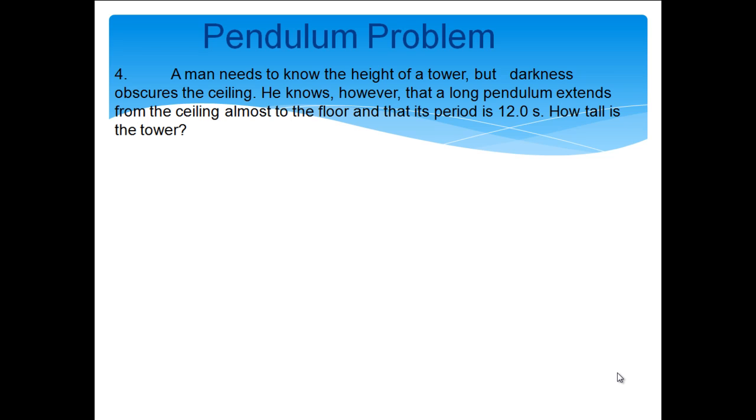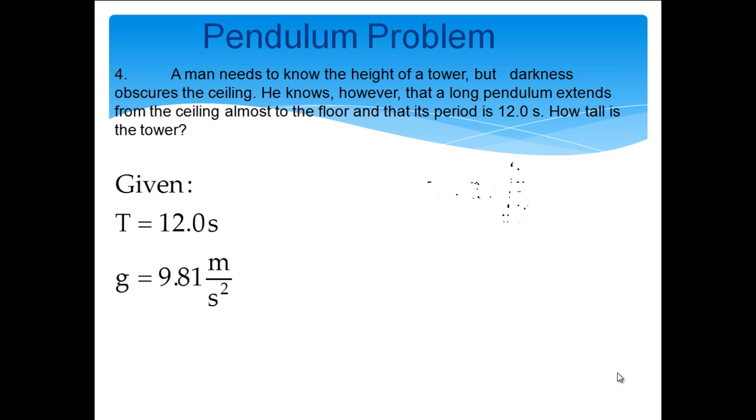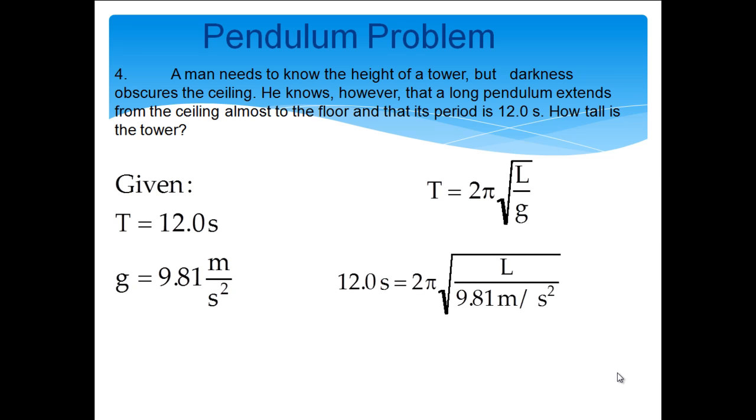One more problem. I think this is the last one. A man needs to know the height of a tower, but darkness obscures the ceiling. He knows, however, that a long pendulum extends from the ceiling almost to the floor, and that its period is 12 seconds. You can find out how tall the tower is. We're given this stuff. We're using this equation. We're solving for big L, since the length of the pendulum is almost to the floor. You plug in your numbers. You solve for the L. You get an L of 35.8 meters, which is a ridiculously tall ceiling. That's like 100 feet.